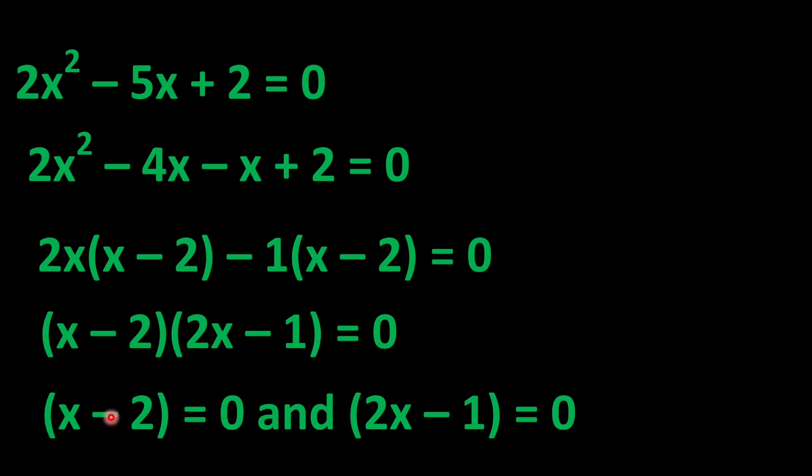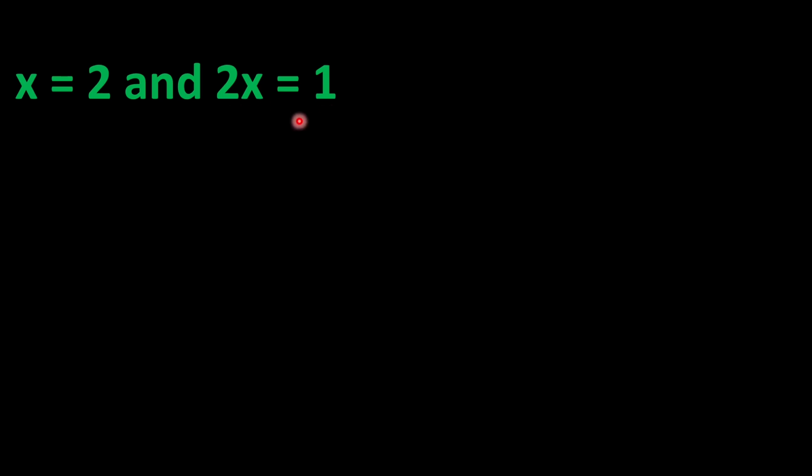And now we will send this minus 2 on the other side of the equation, and similarly we will send this 1 on the other side of the equation. So this will become x equal to 2 and 2x equal to 1. So now to eliminate this 2 from here, we will divide both sides by 2. So when we divide both sides by 2, it will become x equal to 1 divided by 2. So overall, x equal to 2 and x equal to 1 divided by 2.